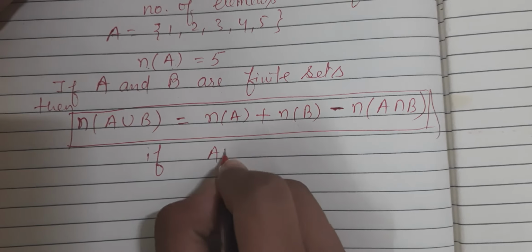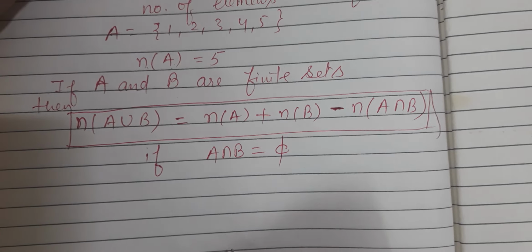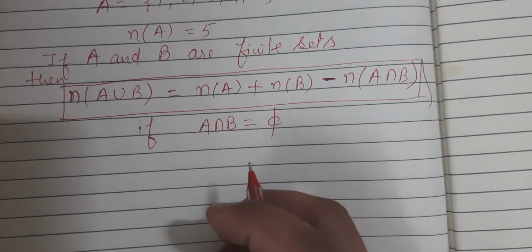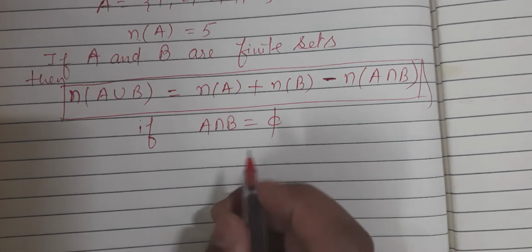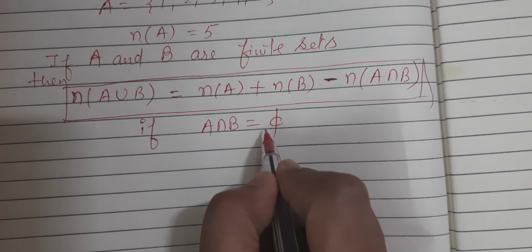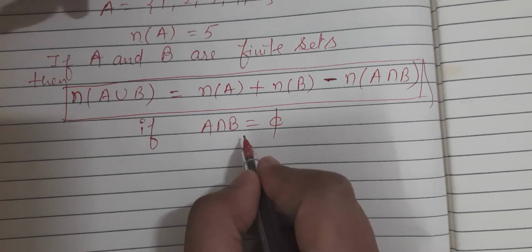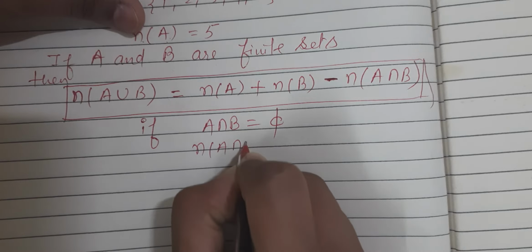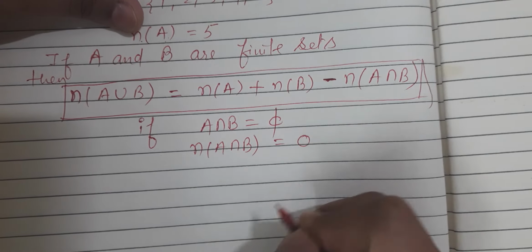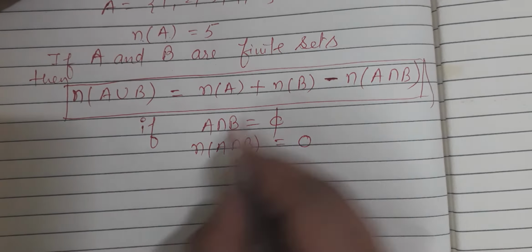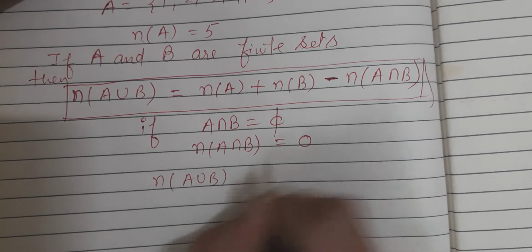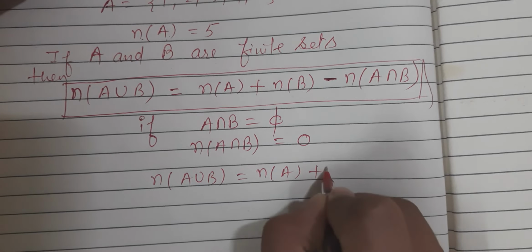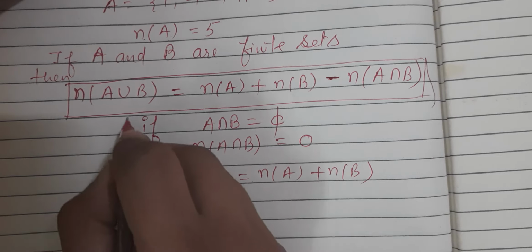And there is a condition: what if A intersection B is phi, if A and B are disjoint? You already know this word disjoint, in the previous video we discussed it. So if A intersection B is phi, there is no common element between set A and B. No common element means the number of elements in the intersection is 0. So in that case, we simply put 0 here, and NA union B is equal to NA plus NB.